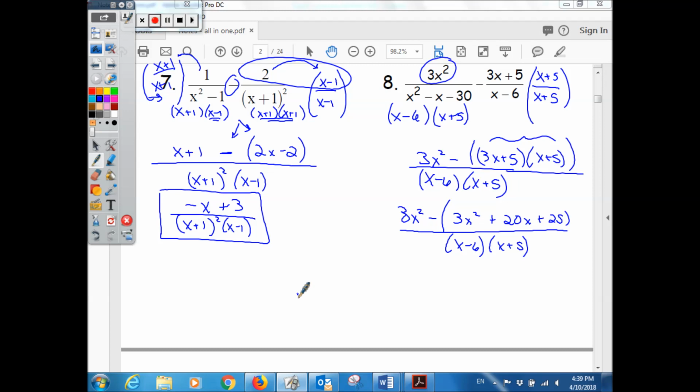So now I'm going to distribute my negative sign here and simplify. So 3x squared minus 3x squared, so I lose the x squareds. Distributing the negative the rest of the way, I get negative 20x minus 25.